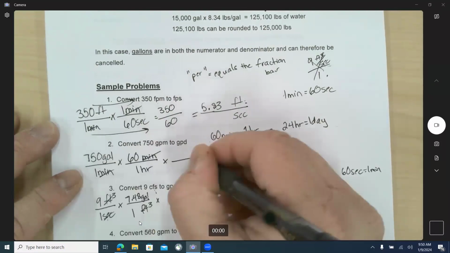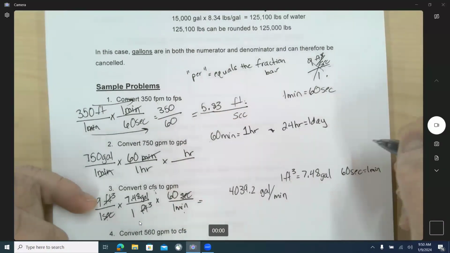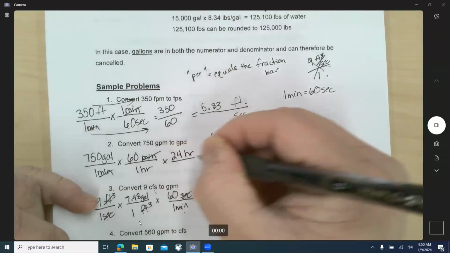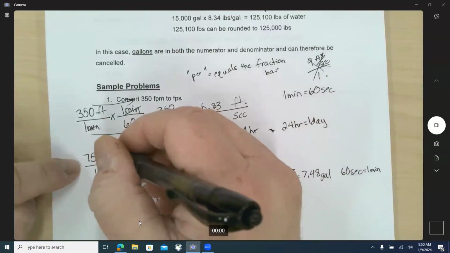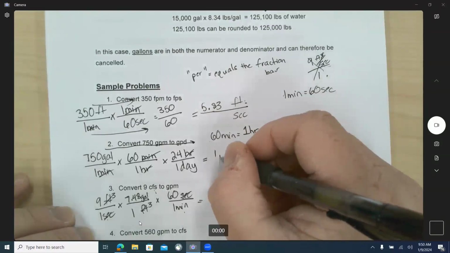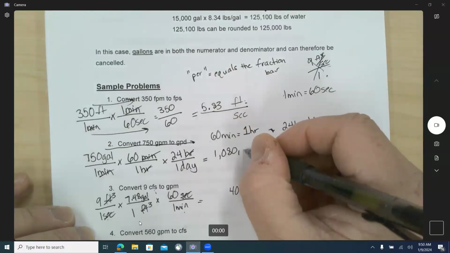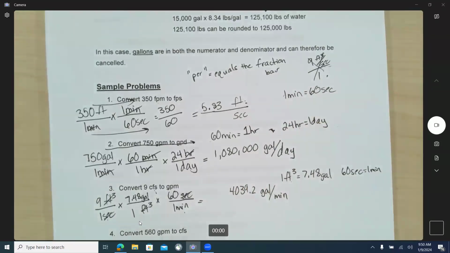Now, if you cancel that, that leaves me with hours on the bottom. And if hours are on the bottom, where do they have to be to cancel? Up top. Well, how many hours would it be? It would be 24 hours over 1 day. So you're going to multiply everything this way, and I'm going to get 1,080,000 gallons per day. I'm just double checking. Yep. Okay.